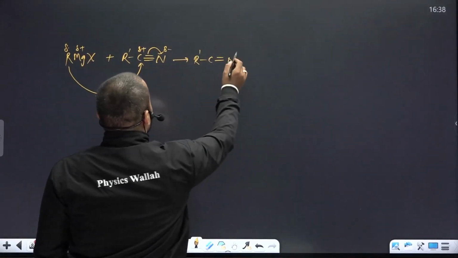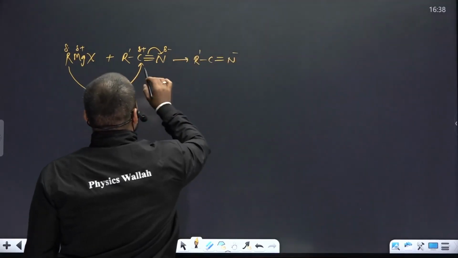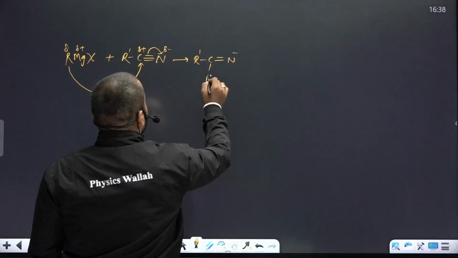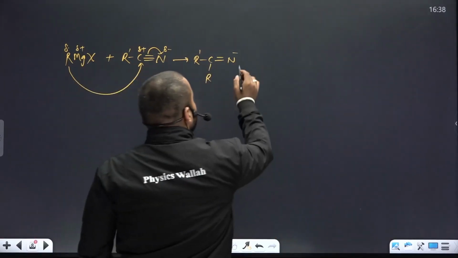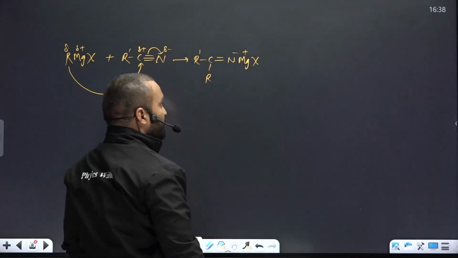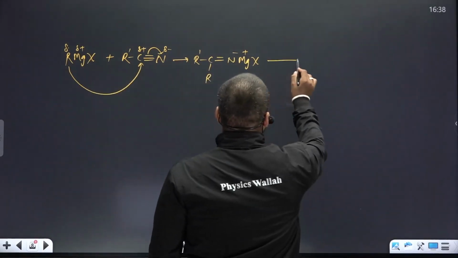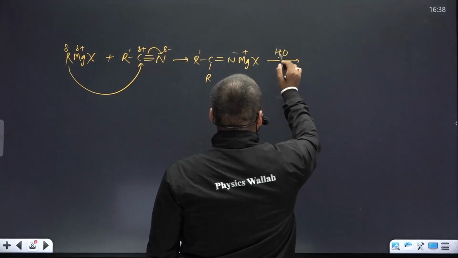The pi bond is broken. Partial negative charge becomes absolute negative charge. Carbon and R have formed a bond. Clear? The negative charge will be satisfied by MgX, with Mg carrying one positive charge. Very good. Now once the reaction is over, you will be adding water, that's H2O.